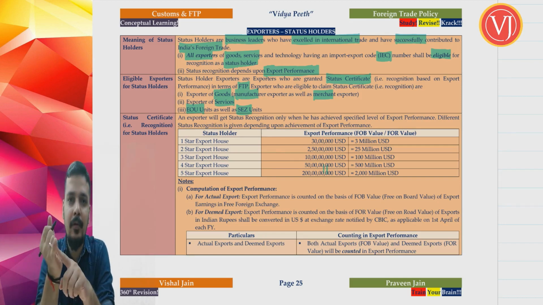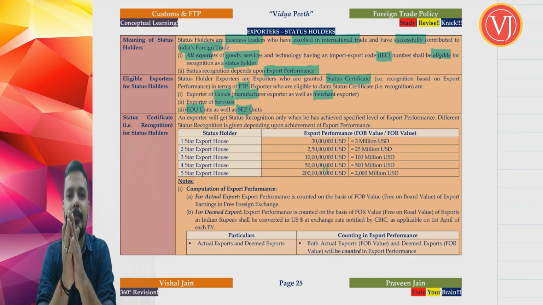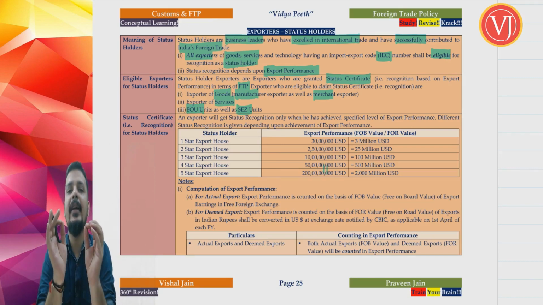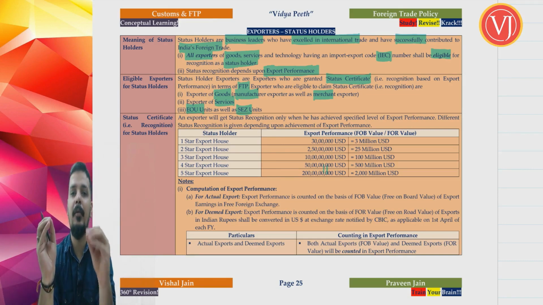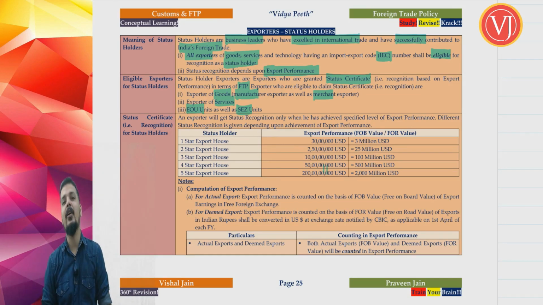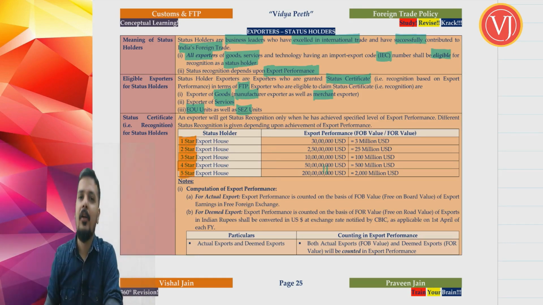Who are all eligible for status holder? Exporters of goods, whether a manufacturer or a merchant exporter, exporters of services, 100% EOUs as well as special economic zones. Now, the only criterion is you should have an import export code, plus you should have achieved a particular export performance. Now, what is the category or criteria for export performance? How many stars are there, friends? As already discussed, there is 1 star export house, 2 star export house, 3 star export house, 4 star export house, 5 star export house.